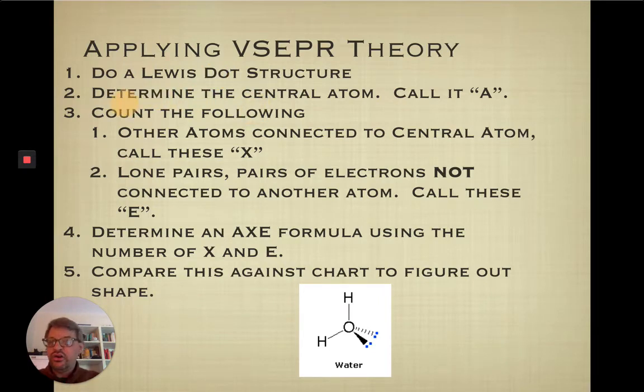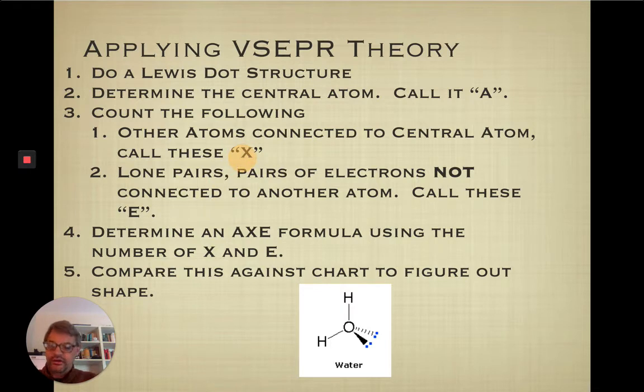Then you're going to determine a central atom, call it A. Okay? Typically, if carbon's present, it's carbon, or when you're looking at the formula, you can put the first element first, or the one with the least electronegativity. Typically, that will go in the middle, okay? So you determine your central atom, and you deem it A. And then you do these next two things.